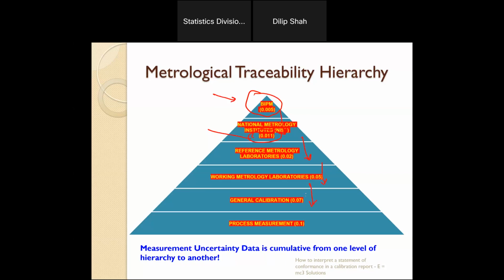So documented, unbroken chain of calibrations, each contributing to measurement uncertainty. So measurement uncertainty is cumulative, and if somebody does not provide you the measurement uncertainty, then you don't have metrological traceability. So that definition is very important in that context, and that is our second pillar of measurement in there.